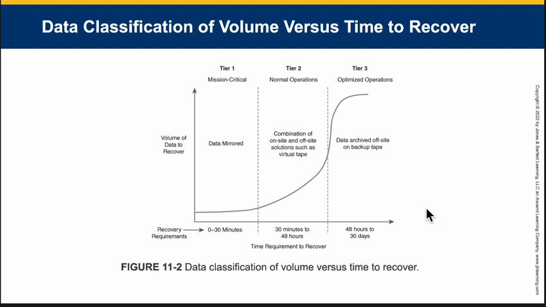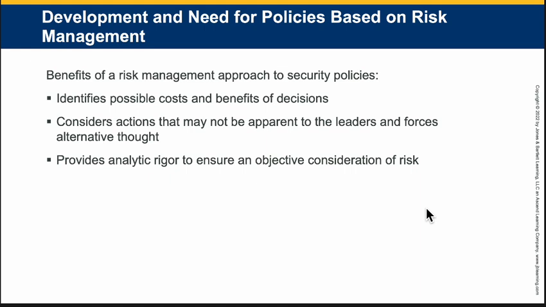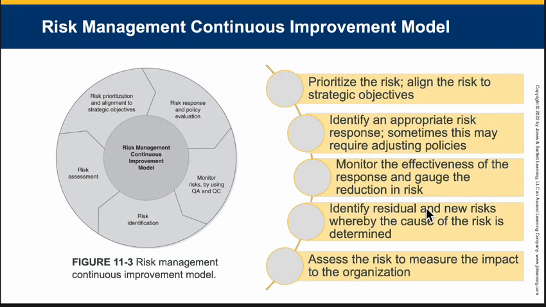Development and need for policy based on risk management. Some benefits: identify cost and benefit, alternative thinking, and analytic rigor in terms of consideration of risk. So we have a loop of risk management, a continuous improvement model. You need to prioritize risk, align risk, identify risk, and monitor it.